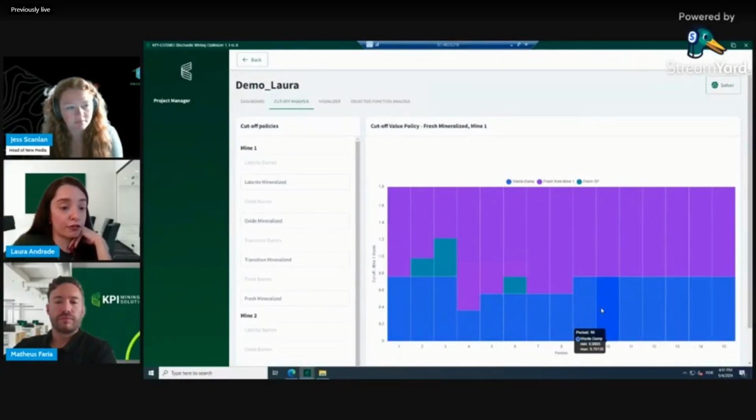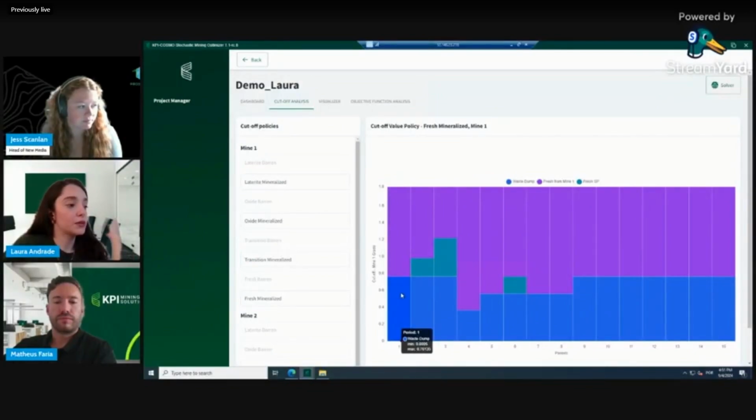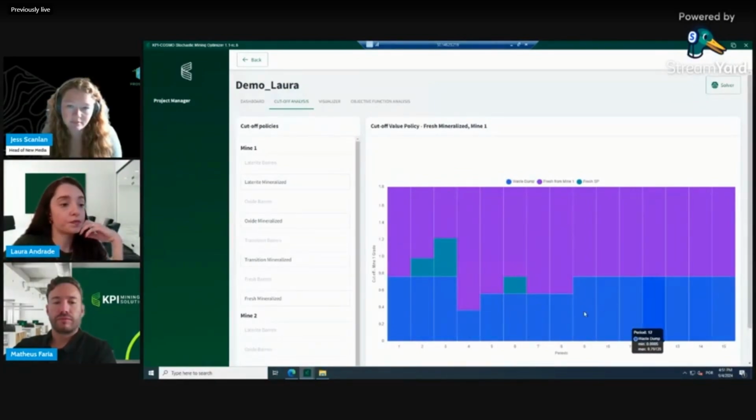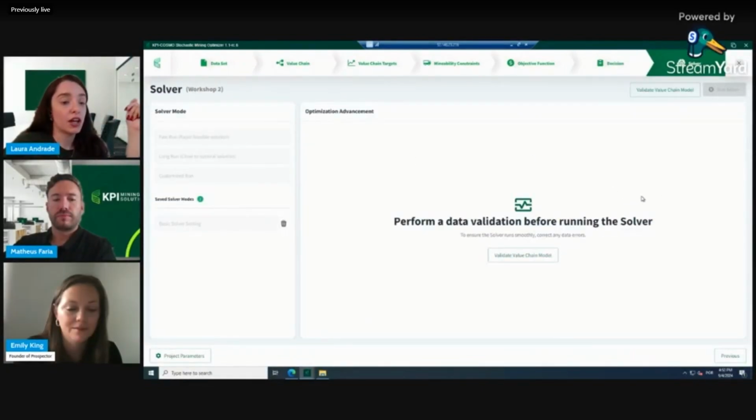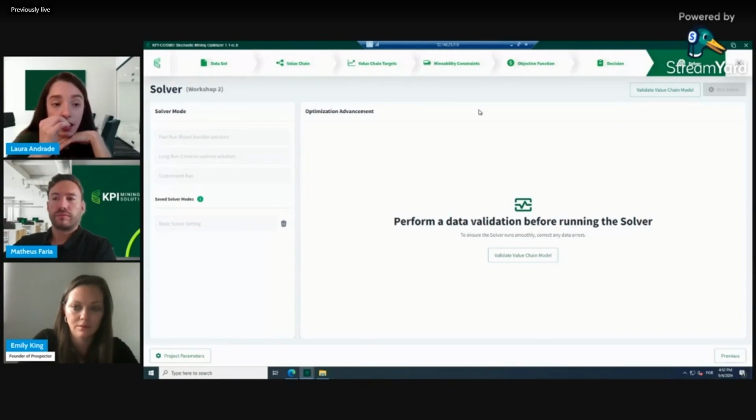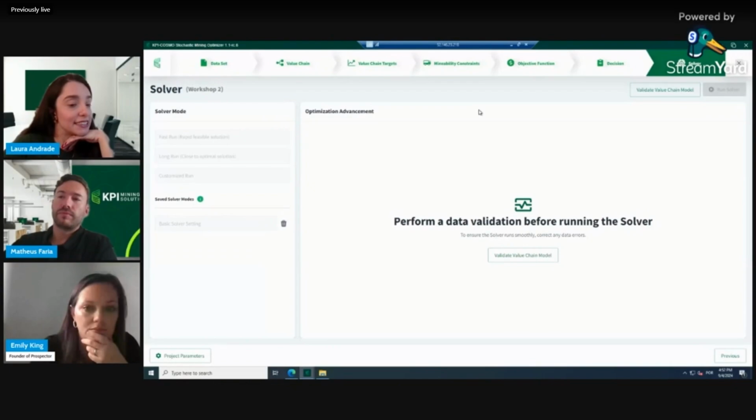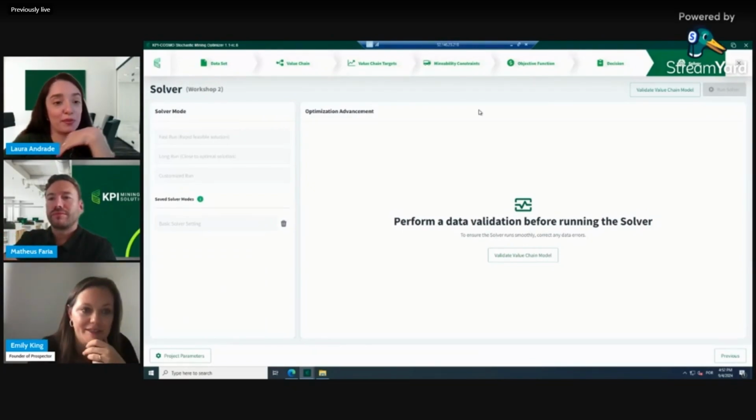So we're going to have a variable cutoff grade policy that is optimized with the extraction sequence. So defining what is the cutoff between waste and the material that goes to the mill, and waste and stockpile and mill, and so on. And you're going to have a single cutoff policy for each material that you have on the mine. Okay, and then finally we get to the solver part, which is basically you're going to press to run the solver, and all of these components, all of these parts that we have defined here, are going to be optimized in one shot, and you're going to get the results that I've shown you in the very beginning of this demo. So that is the happy path to higher NPVs.